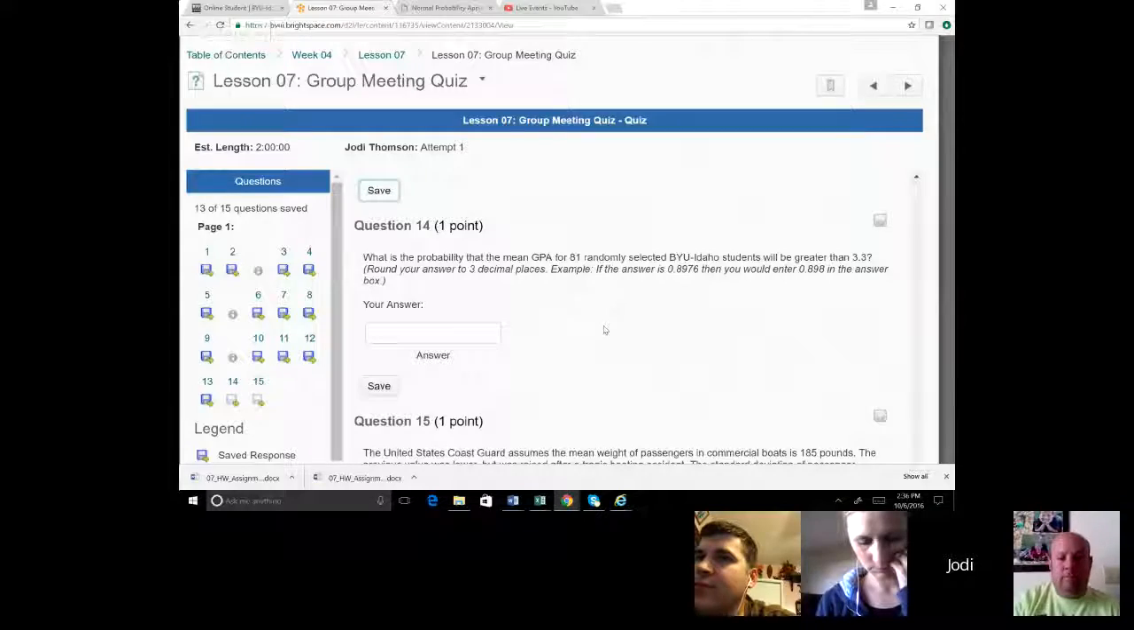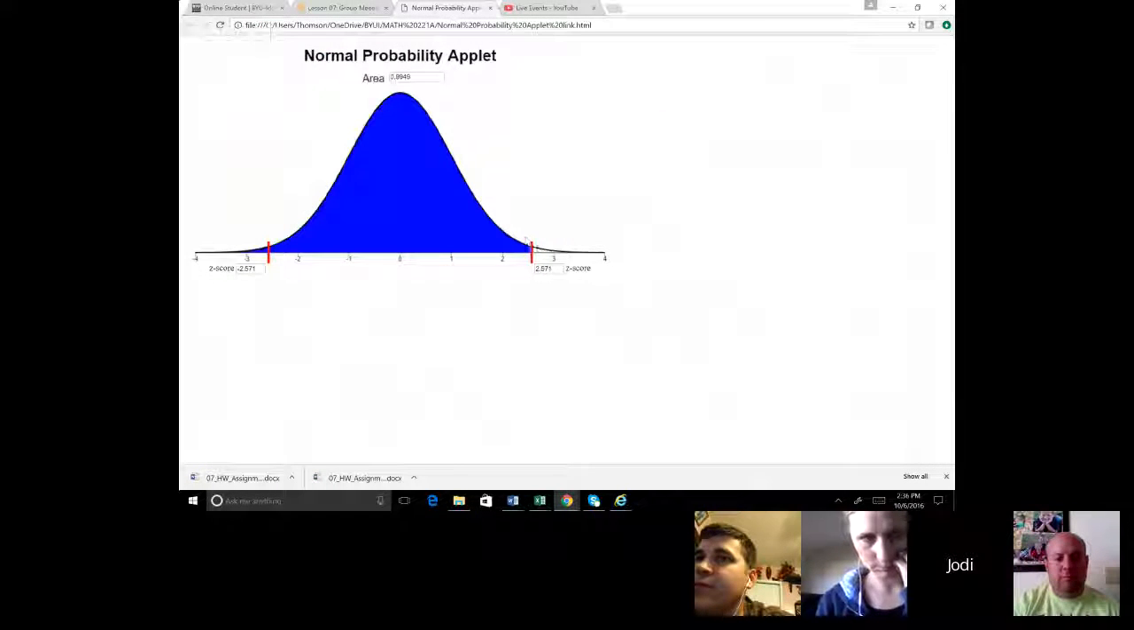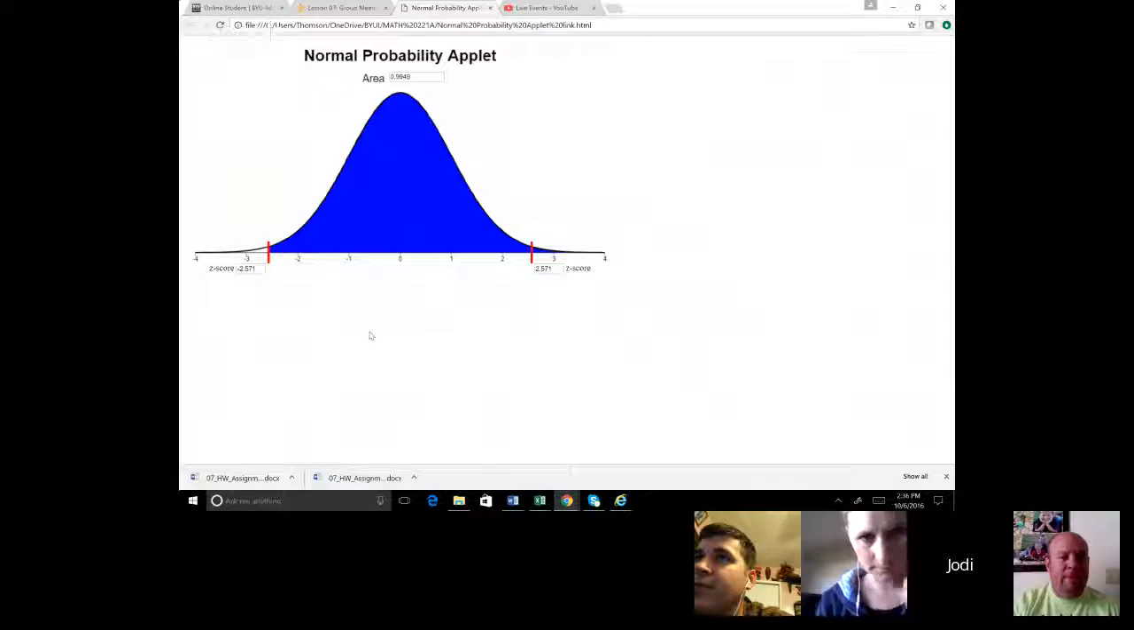All right. So this one is exactly the same except it's greater than 3.3. So all we have to do is just highlight the other sections, right? Yeah. 0.995. Yeah.